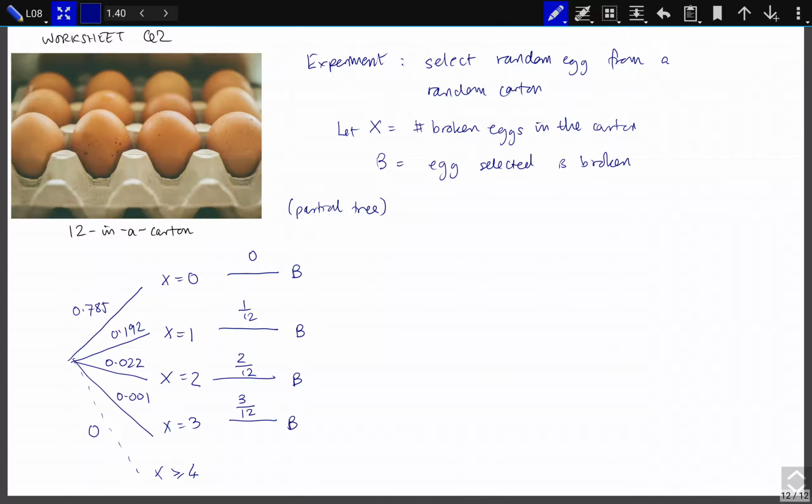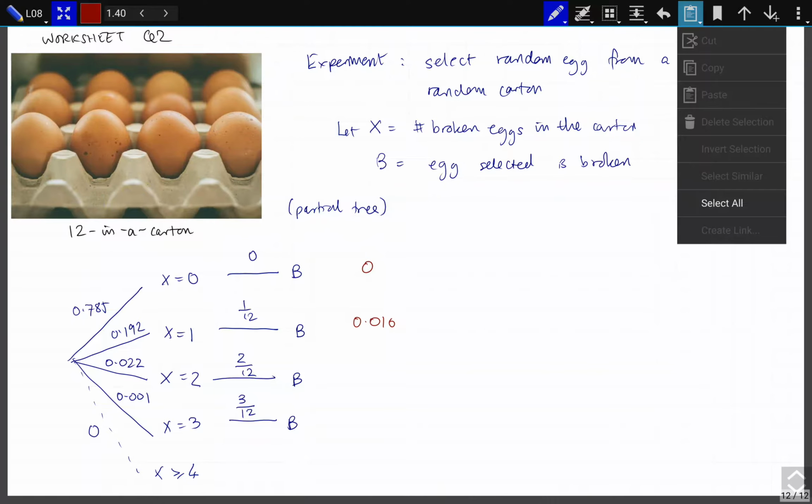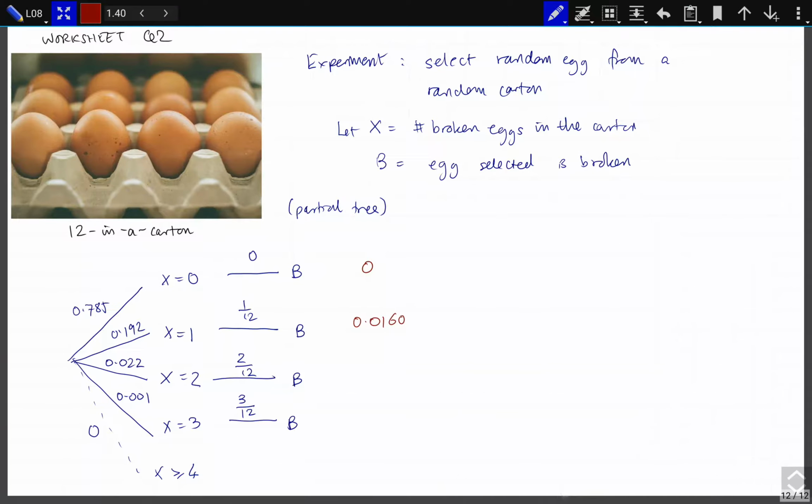And so if I work out the total probabilities along these branches, I get 0, 1/12 of 0.192 is roughly 0.0160, 0.0037 and 0.0003, for a total of about 0.020. Okay? In fact, even to 4 decimal places.